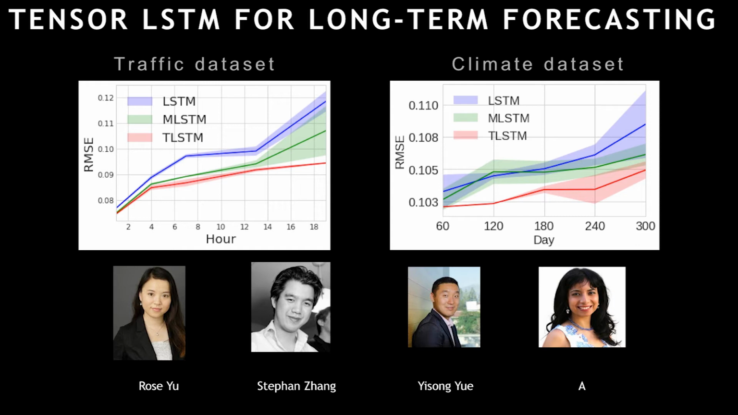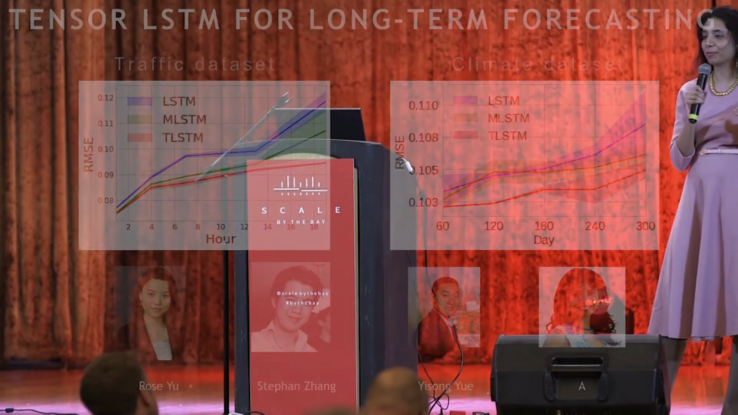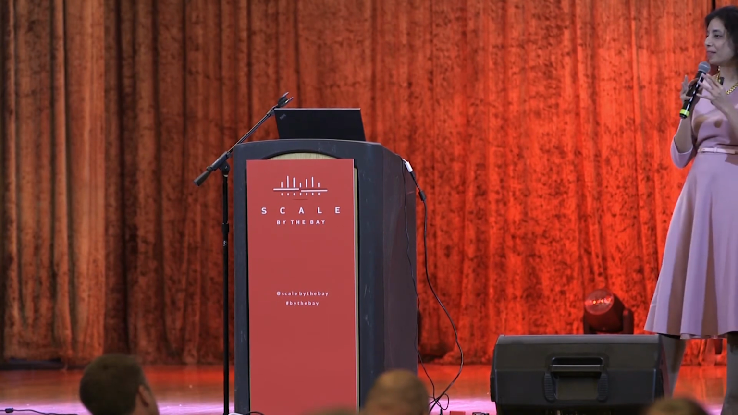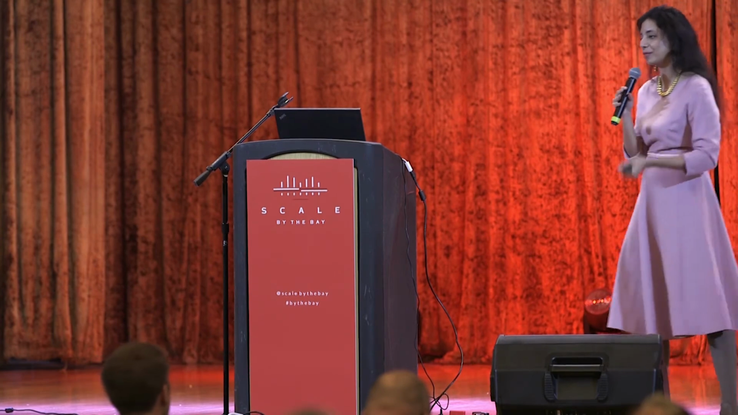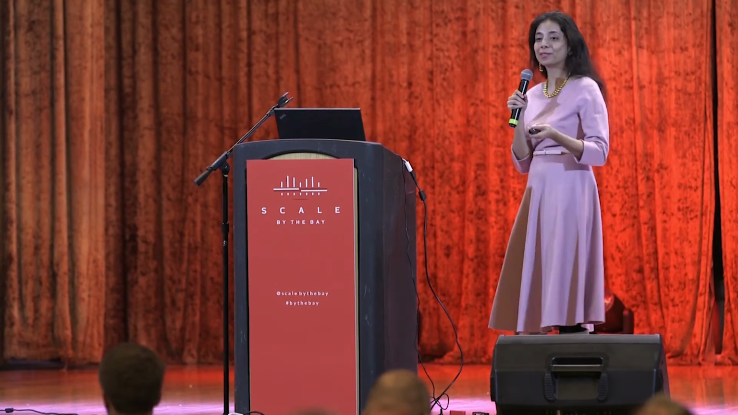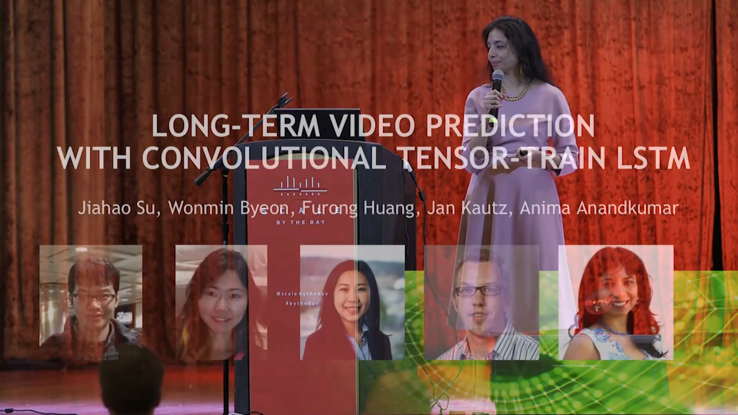And in fact, the tensor train LSTM was a smaller network. It had a smaller number of parameters than the baseline. Right? So it's possible to get networks that are small and efficient and at the same time have better accuracy. And so it's possible to get the best of both worlds.